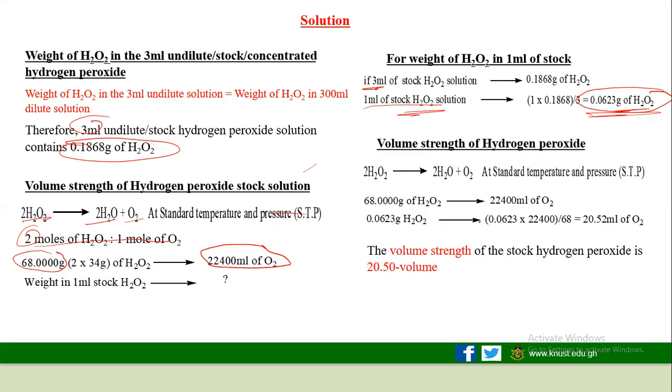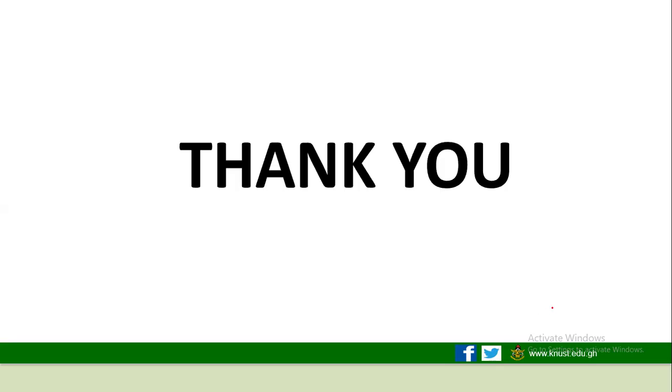Then this one, 0.0623 grams of the peroxide will correspond to what? Now, this is also saying that because this amount is in 1 ml of the peroxide, this is indirectly getting us the amount of oxygen that can be produced by 1 ml. That is the meaning of the volume strength, such that if the volume strength is 20.5, as we have gotten here, we are saying that if you take 1 ml of the solution, it will give 20.5 ml of oxygen gas, right?